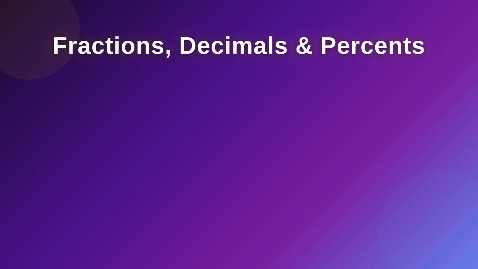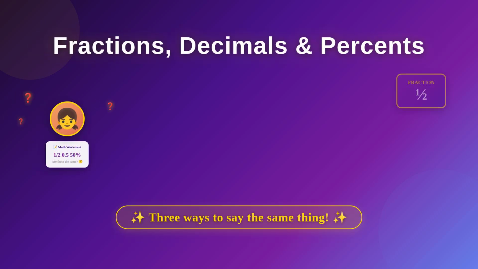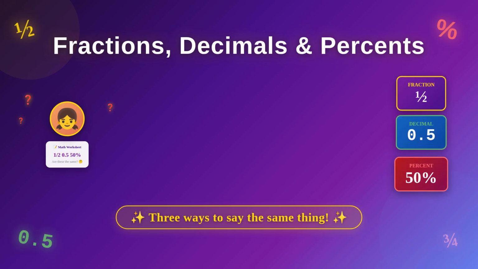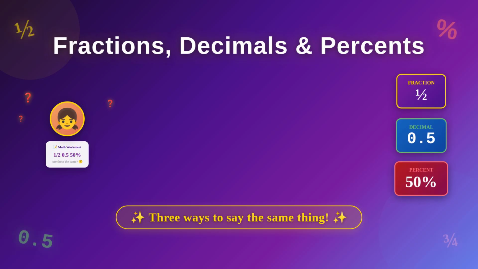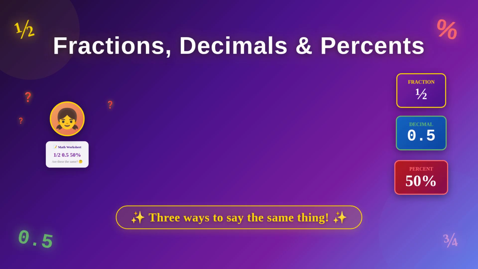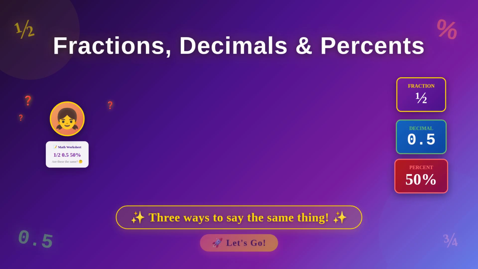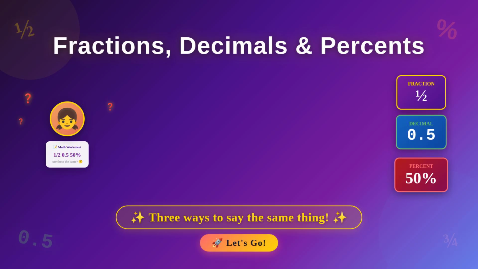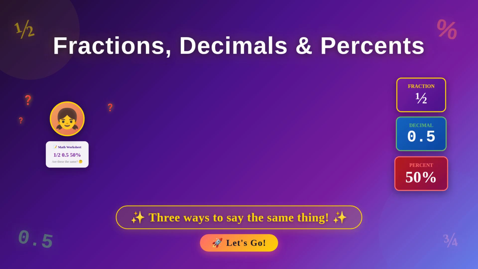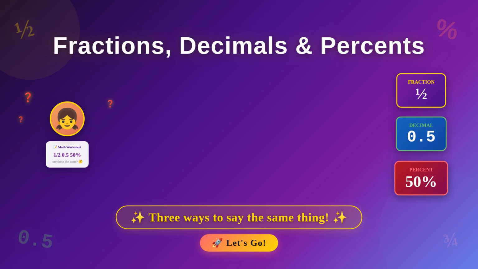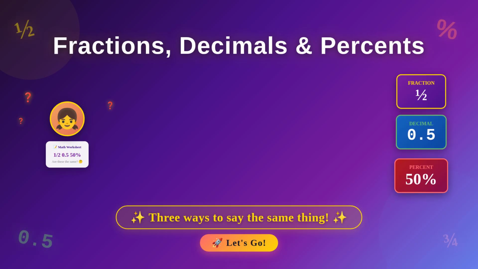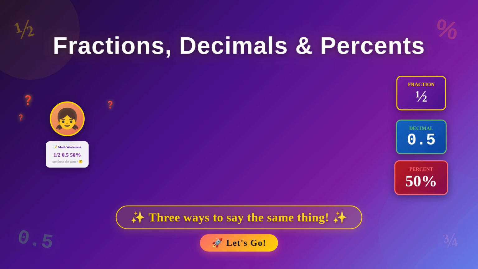Meet Maya. She's staring at her math worksheet and it looks like three totally different languages: 1/2, 0.5, and 50%. Are these the same thing? Are they different? Maya has no idea. And her quiz is tomorrow. But here's the secret. Fractions, decimals, and percents are just three different outfits for the exact same number. Once Maya and you see that, everything clicks.